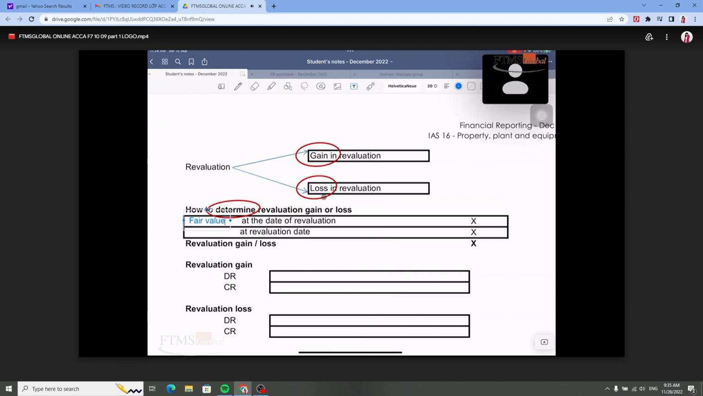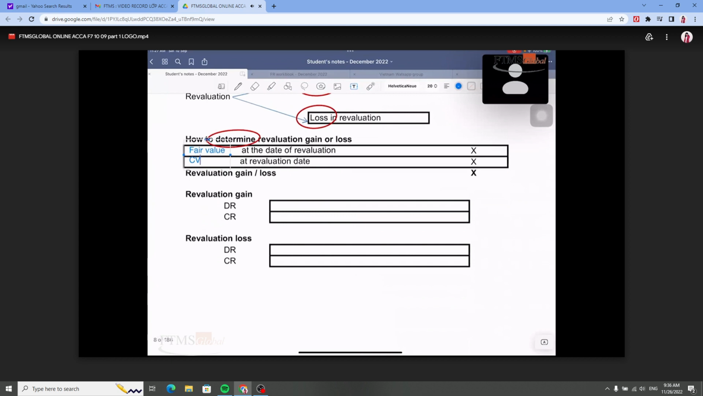Okay, fair value at the date of revaluation. Then compare with carrying value at revaluation date. Obviously, if your fair value is more than your carrying value, then this will be a gain. If the fair value is less than my carrying value, then this will be a revaluation loss. Then accounting for revaluation gain, I'm very sure everybody knows.